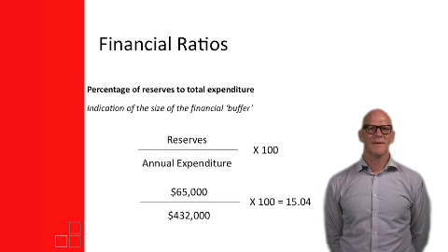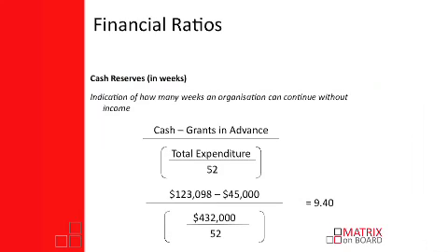The reserves to expenditure ratio gives an indication of how large a financial buffer an organisation has. The larger the buffer, the better the chance of weathering unexpected financial stress. A ratio of greater than 18% is considered good. The last ratio that we will look at is the cash reserves ratio, and this is used to measure the number of weeks an organisation could operate if all the income ceased immediately. It is calculated as cash less grants in advance divided by average weekly expenditure. Cash reserve of greater than 10 weeks is considered healthy.